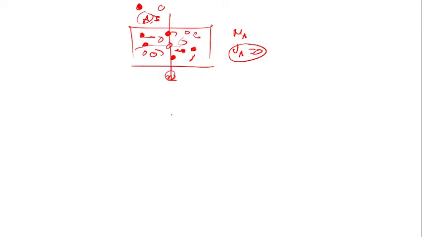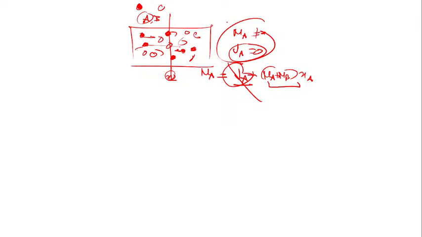Why? Because Na is the sum of J plus Na plus Nb into Xa, meaning individual contribution plus bulk contribution. So J being zero doesn't mean that Na is zero. Na is not zero.